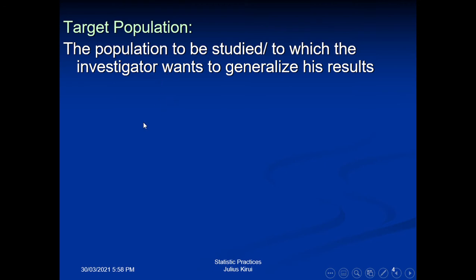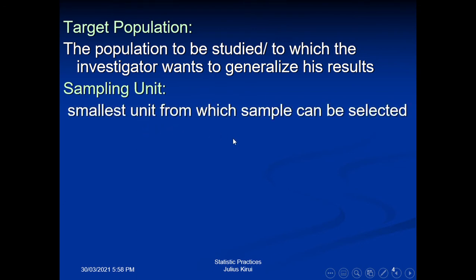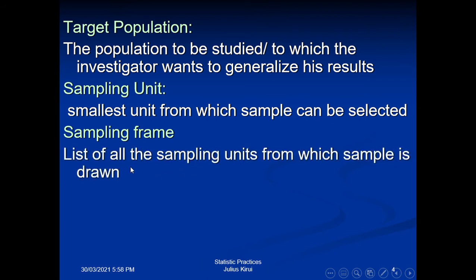So this is why you have a population, you have target population, and then sampling unit, the smallest unit from which a sample can be selected. The smallest unit that you will collect your sample from is what you call the sampling unit. Sampling frame. What do you mean by sampling frame? It is the list of all sampling units from which the sample is drawn. That is what we call sampling frame.